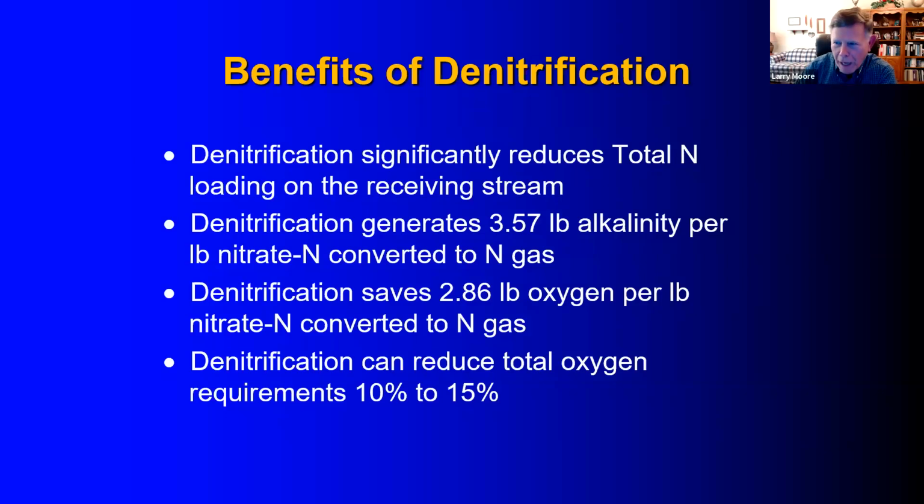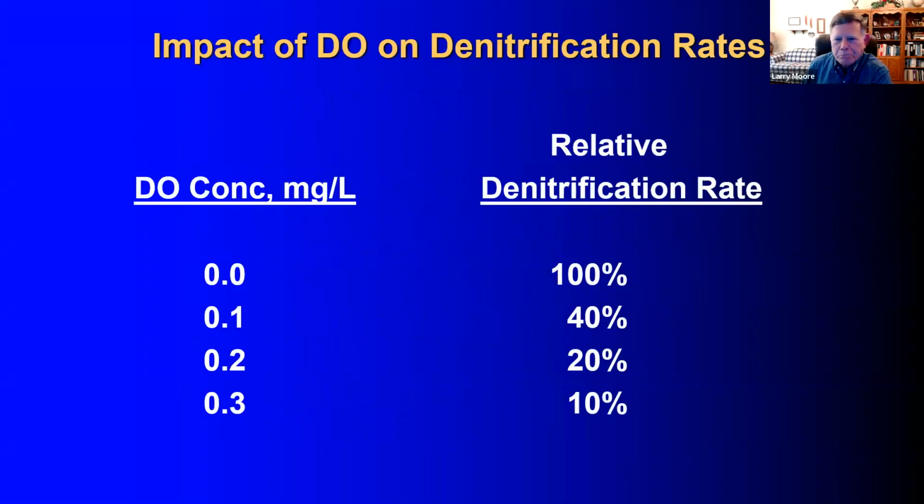For every pound of nitrate that gets converted to nitrogen gas, we're going to save about 3 pounds of oxygen. So if we create anoxic conditions within our ditch or SBR process, we're going to achieve probably about 10 to 15% oxygen savings because of that oxygen savings due to denitrification.